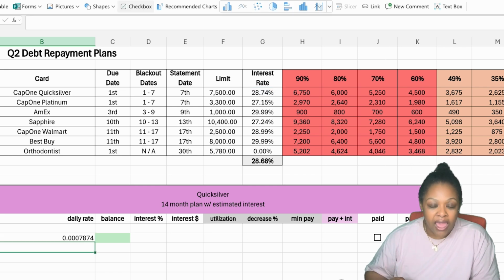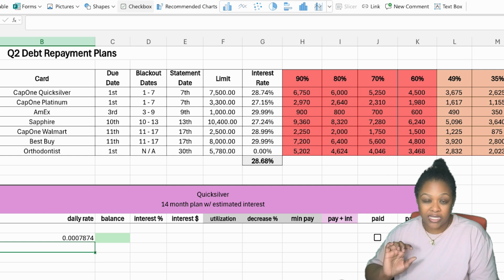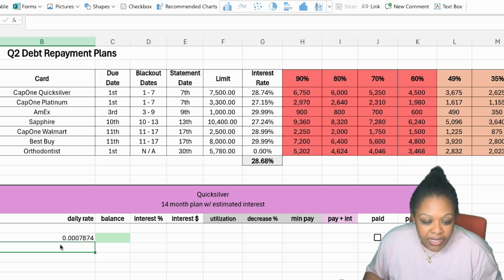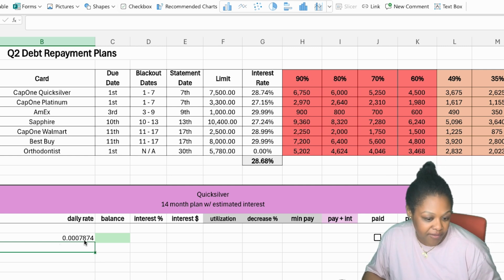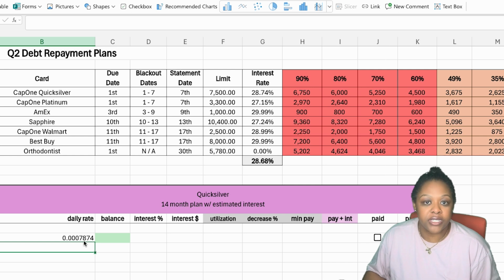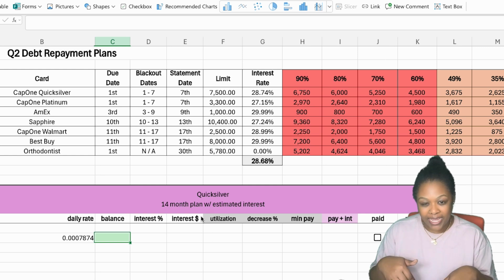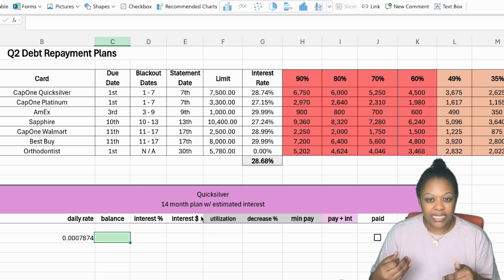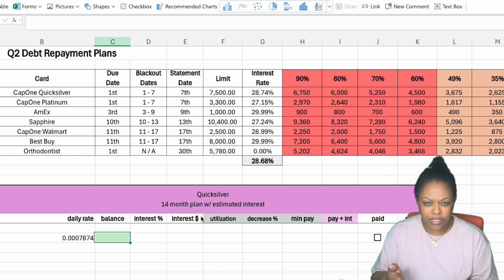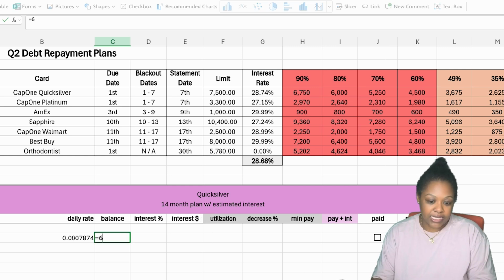Then I'm going to carry it out about 7 or 8 decimal places because it's going to be a tiny number. So this is telling me it's going to be 0.00784% per day. What does that mean? Not a lot to you, but it just feeds into our calculation, right? Balance. Now we're using today's balance just for ease of entry. Again, this Quicksilver card does not have any activity, so it's easy to determine that. Today's balance is $6,334.36.